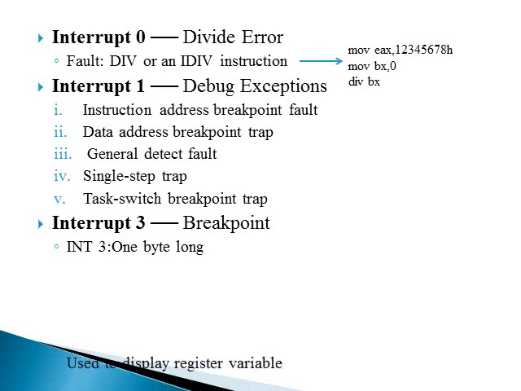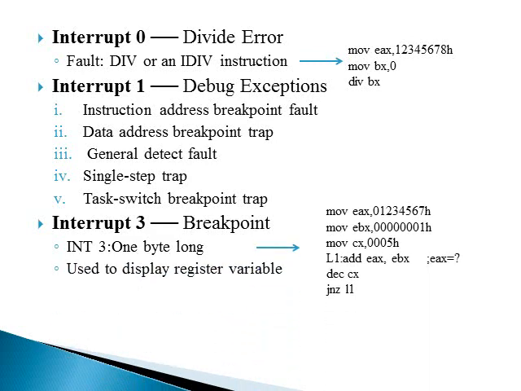Let's see an example of a breakpoint exception. As you can see, a number is stored in the EAX register and the EBX register, and a counter value, that is 5, is stored in the CX register. In label L1, the two registers, EAX and EBX, are added, and a breakpoint is added at label L1. So every time the L1 label is called by the processor, the content of the EAX register will be reported, or displayed. So this is one of the advantages of using a breakpoint exception to display register variables.